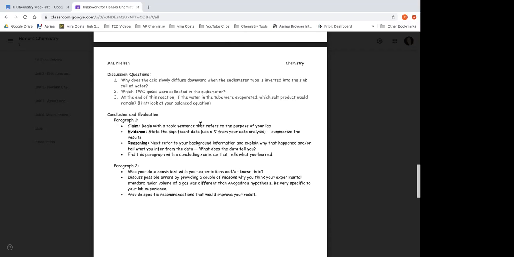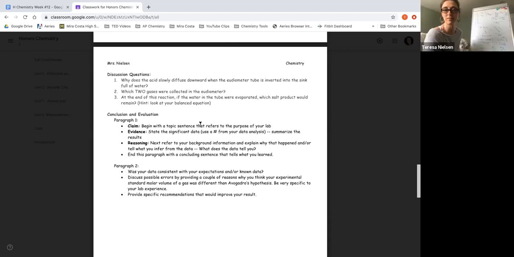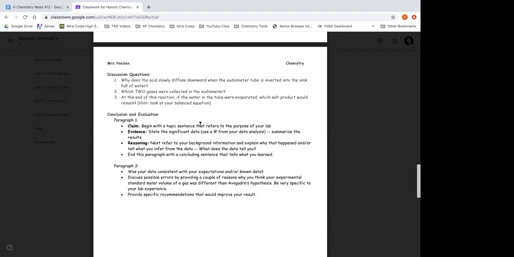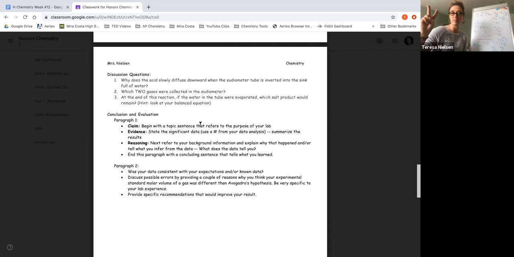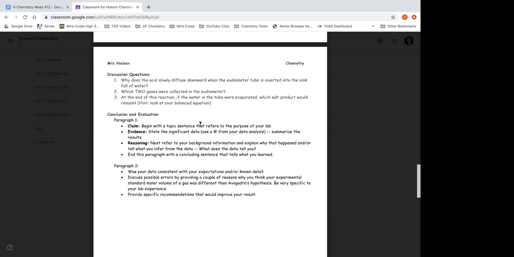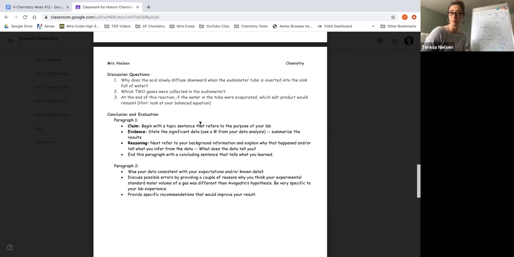Because it's more dense than the water. Exactly, acid is more dense than water. Number two, two gases are collected in the eudiometer. There's two gases there. What are they? Hydrogen and water vapor. Yep, hydrogen and water vapor. Yep, the gas that was a result of our chemical reaction. And then whenever you collect gases over water, you always have water vapor too.